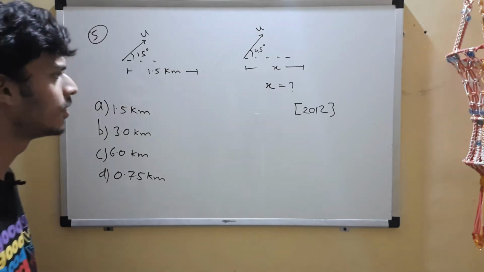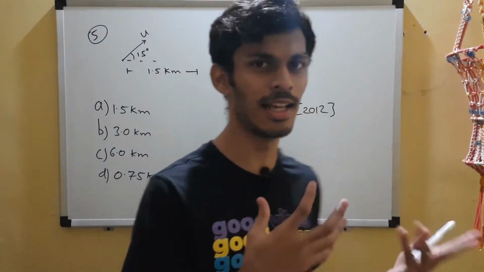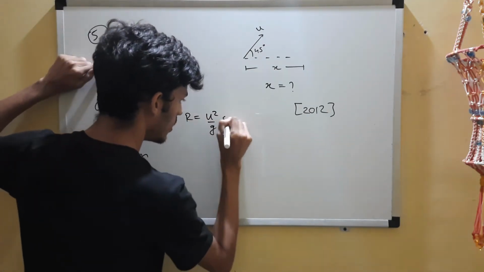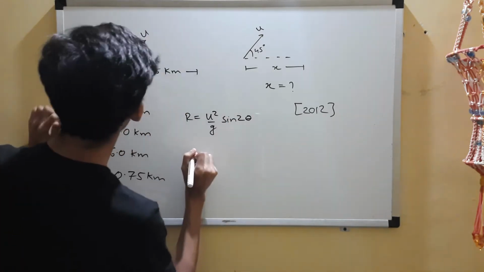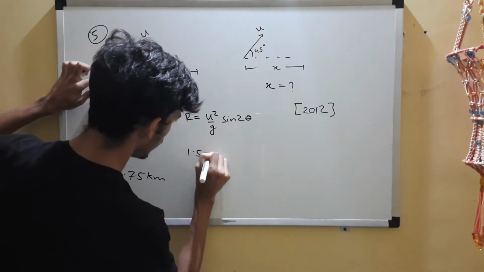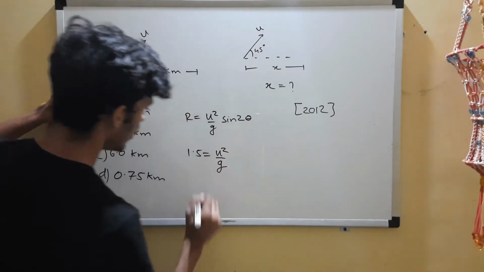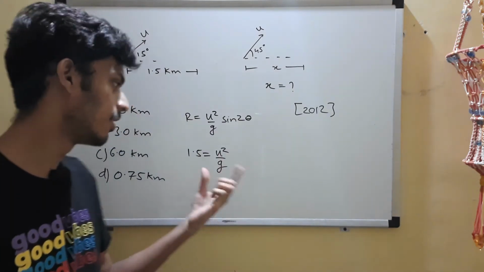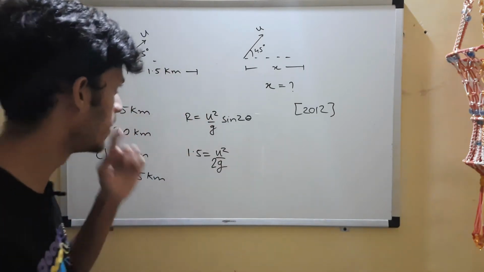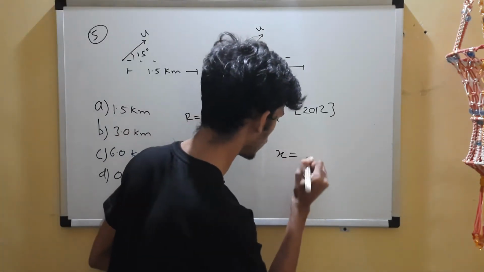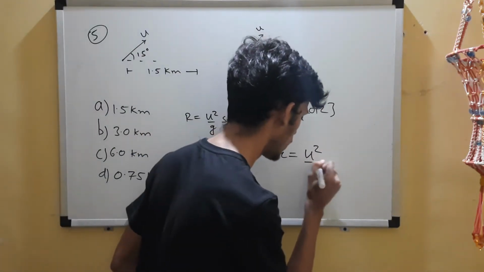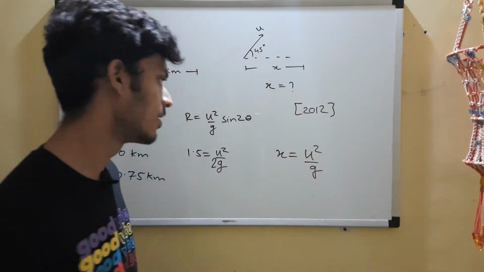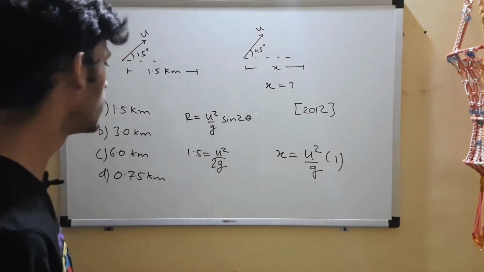So again, very simple, we just have to apply the range formula twice and then compare. So let's apply the range formula, which is u square by g sine 2 theta. So here the range is 1.5 equals u square by g times sine of 2 into 15, sine of 30. Sine of 30 will be half, so we'll get 2 in the denominator. Now for this one, the range is x, so u square by g is the same, and sine of 2 into 45, sine of 90, is 1. So all you have to do is just take the ratio.